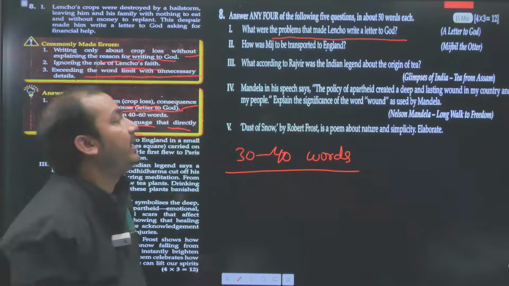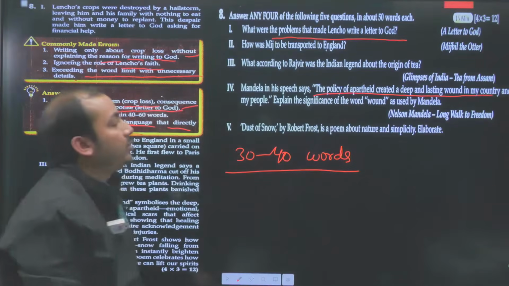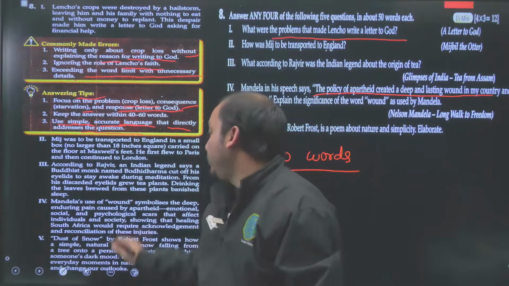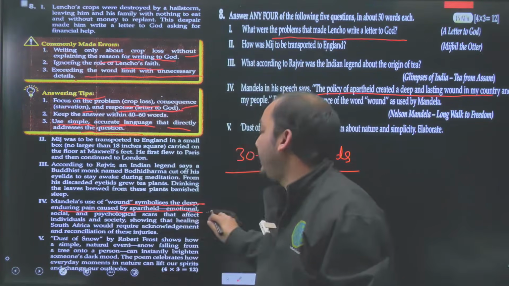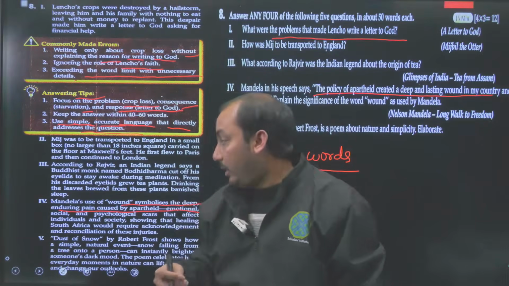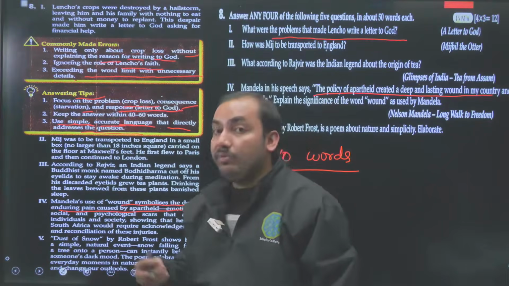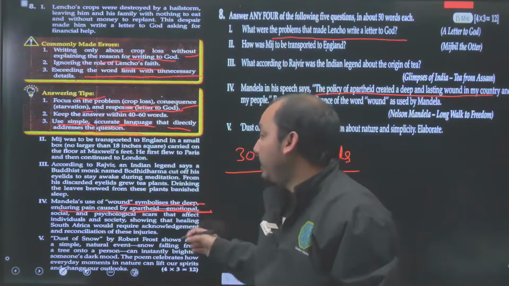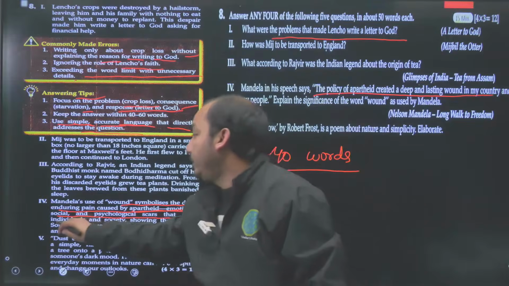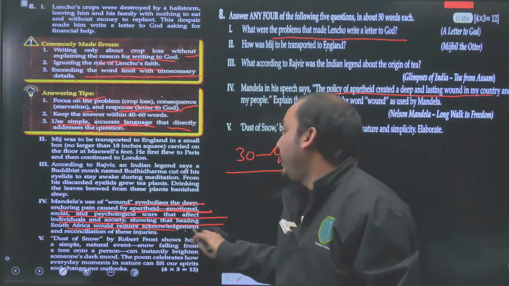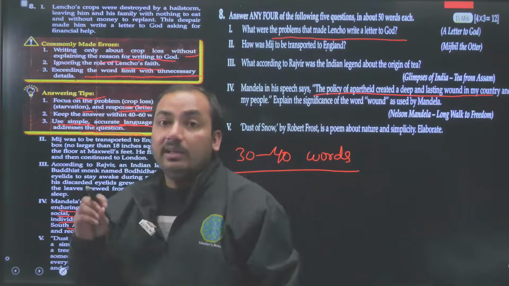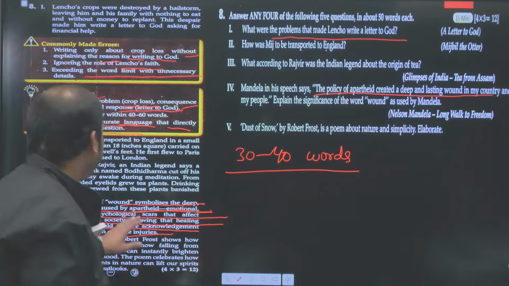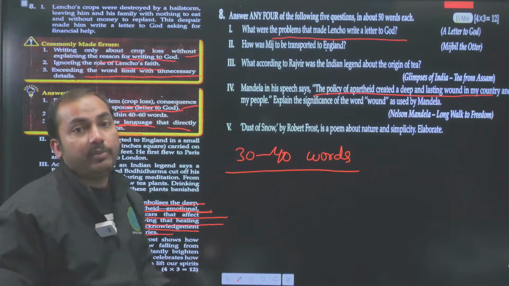Mandela in his speech says the policy of apartheid created a deep and lasting wound in my country. You have to describe this part only. My people, explain the significance of the word wound as used by Mandela. Why did Mandela use wound? It symbolizes the deep, enduring pain caused by apartheid. Apartheid, you know, is discrimination on the basis of race, meaning color, white and black. When we do racial discrimination between white and black, that is known as apartheid. So emotional, social, and psychological scars that affect individuals and society, showing that healing South Africa would require acknowledgement and reconciliation of these injuries. That's why Mr. Nelson Mandela has used the word wound. It means profound scars or deep injuries given by the white people of Africa.